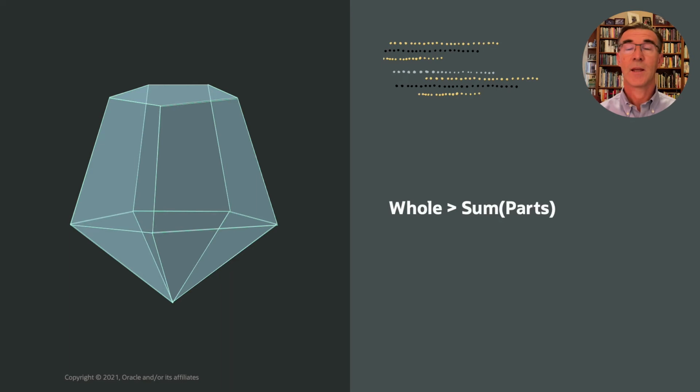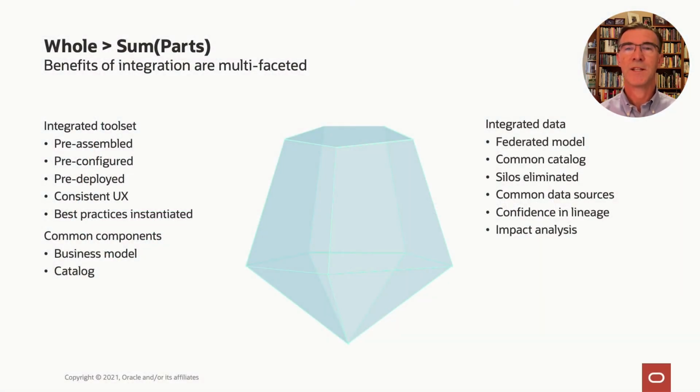It's a cliché, but it's a good one. The whole is greater than the sum of the parts. The benefits of integration are multifaceted. With Autonomous Database, we deliver an integrated platform. It's not a single tool with a customer left to buy the other tools they'll need, nor is it a solution delivered in kit form with the customer left to cobble it all together. It's pre-assembled, pre-configured, pre-deployed. There's a consistent user experience with built-in best practices. It's like having an expert in the box there to guide you through.